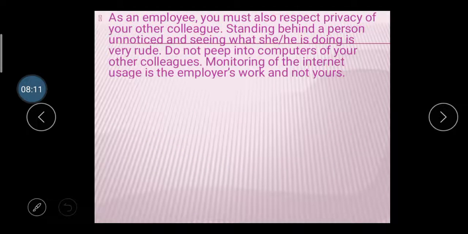As an employee, you must also respect the privacy of your other colleagues. Standing behind a person unnoticed and seeing what he or she is doing is very rude. Sometimes some people have this behavior: they stand behind the person and continuously watch or stare at their work, wondering what their colleague is doing. So this type of behavior is very rude.